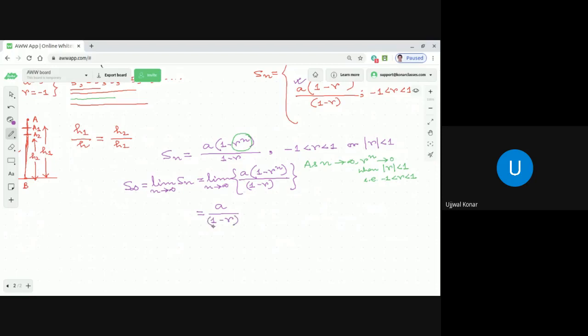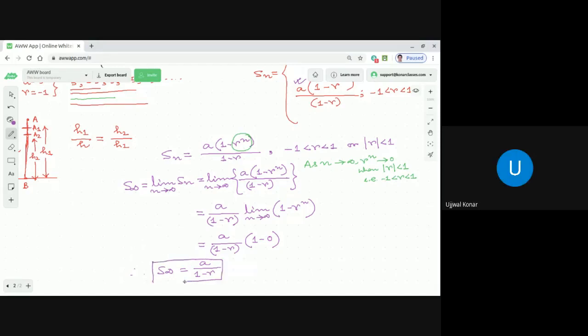correct? In the limit of n tending to infinite, 1 minus r power n, correct, dear students? Now r power n, as we just discussed, as n tends to infinite, r power n is equal to 0. So finally we get a by 1 minus r into 1 minus 0, correct or not? So the sum of that infinite series is nothing but a by 1 minus r.